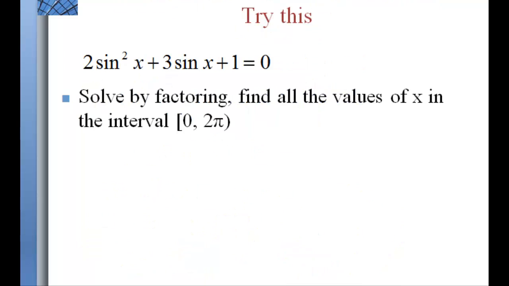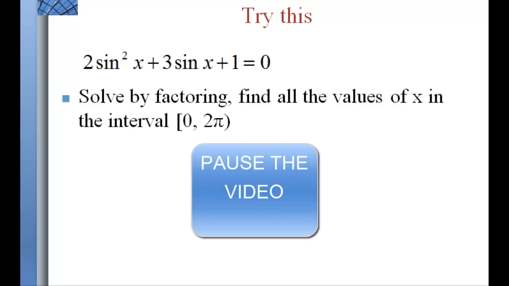One more for you to try. 2 sine squared x plus 3 sine x plus 1 is equal to 0. Solve it by factoring and find all the values of x in the interval between 0 and 2 pi.